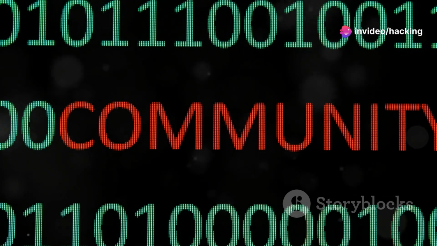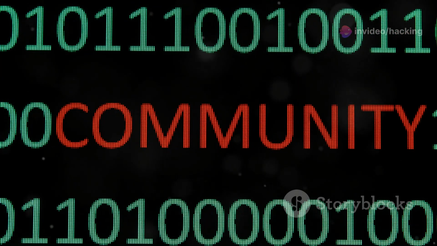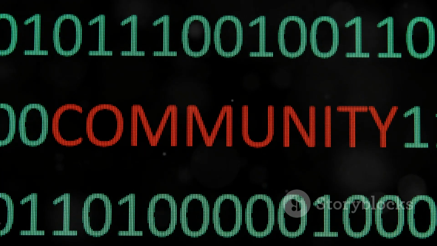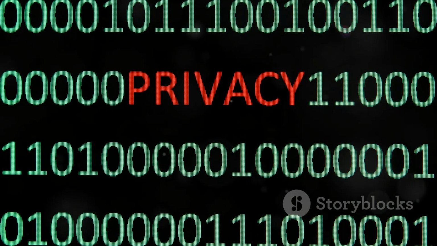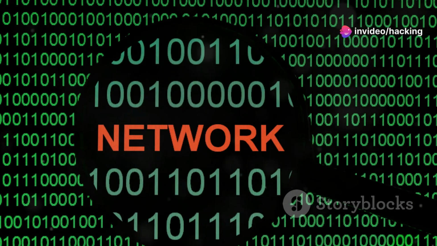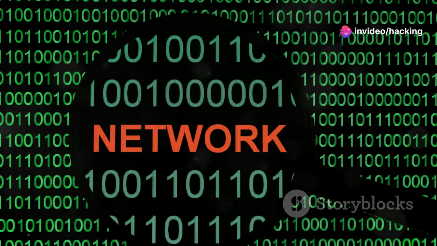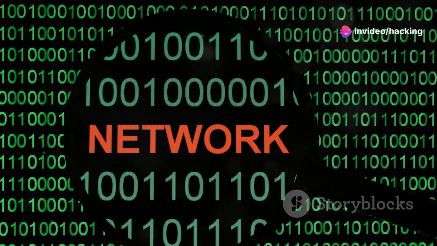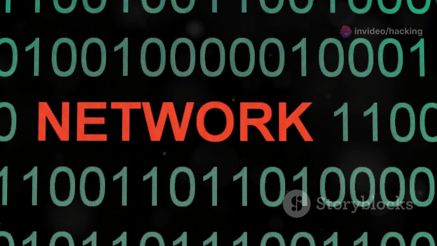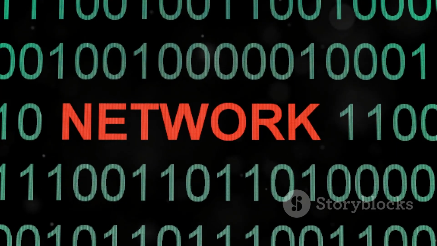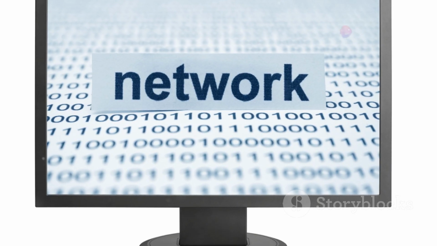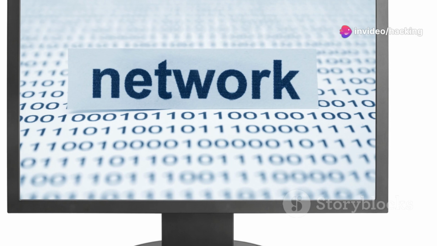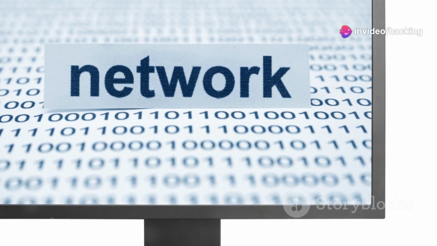Class C addresses start with the bits 110. This class is intended for smaller networks, such as those used by small businesses or home networks. The range for Class C addresses is from 192.0.0.0 to 223.255.255.255, offering a more limited number of addresses suitable for smaller scale operations.